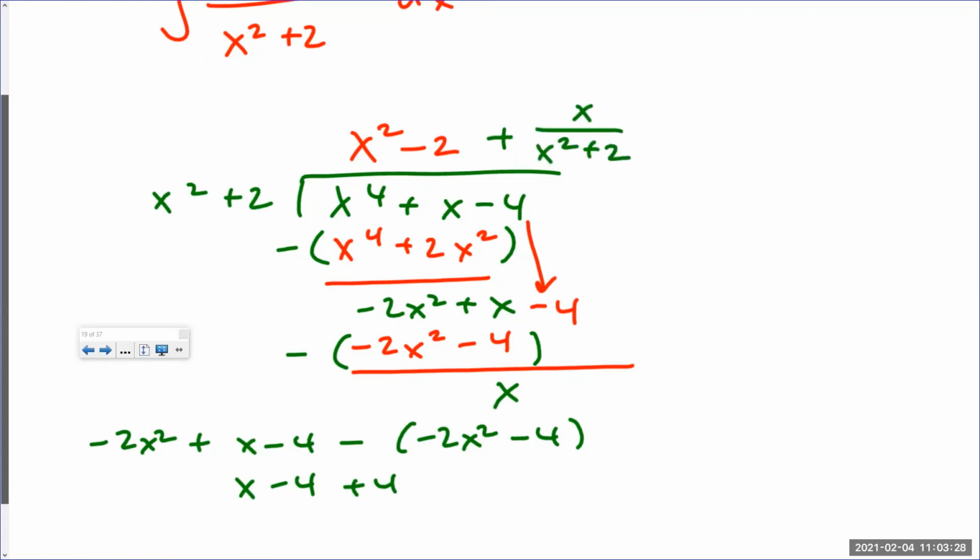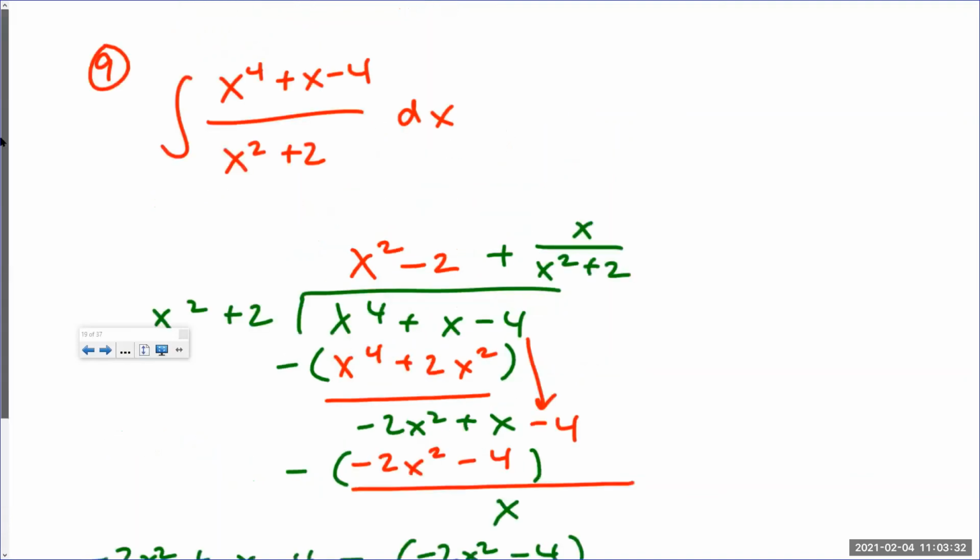Is it getting any easier? Yeah, that was really easy. Okay, so it should feel like it's getting easier. Not really because it's getting easier, but because you're getting smarter.